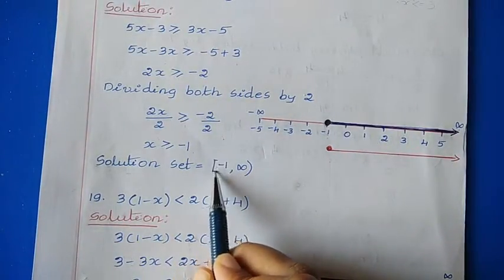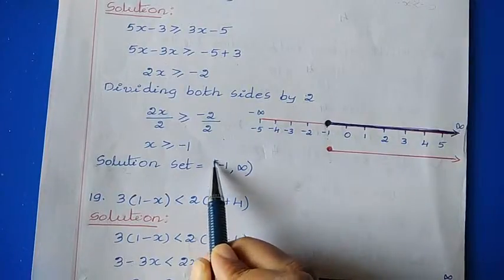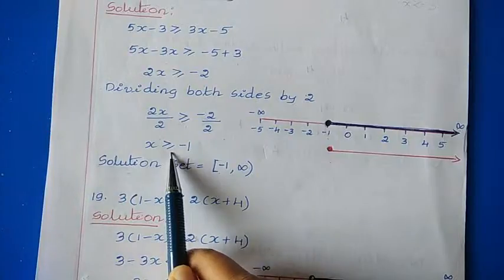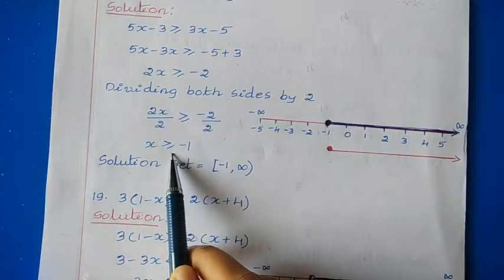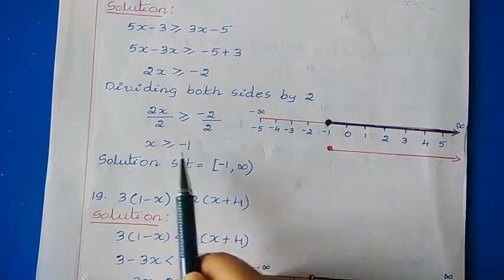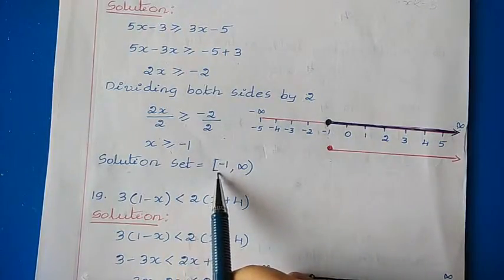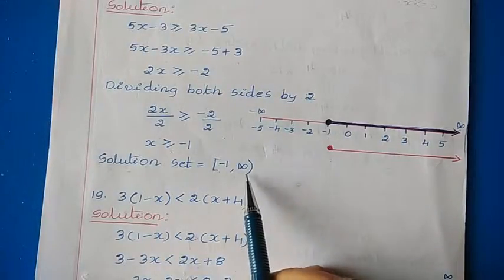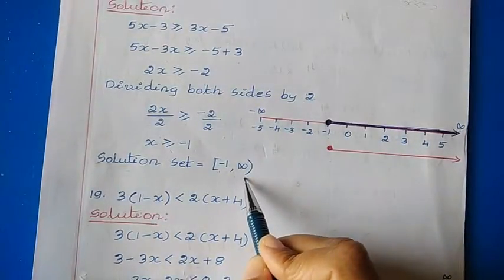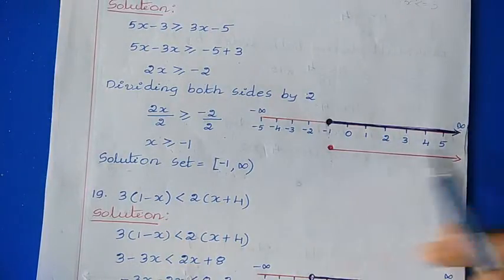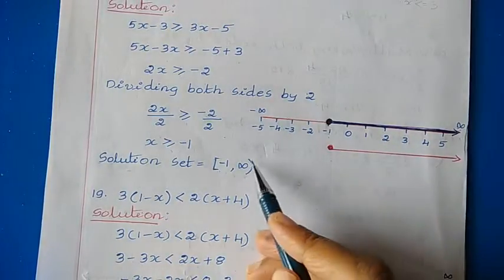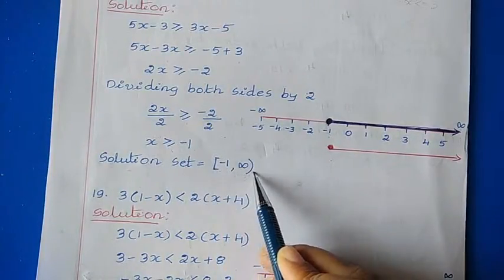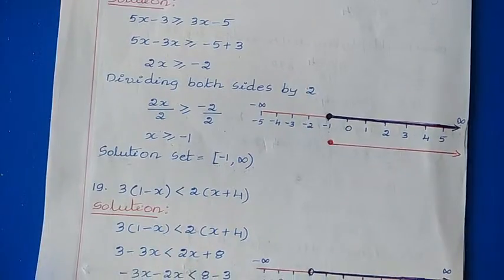That is the closed interval. I am using a closed interval, a square bracket, because here it is x is greater than or equal to, so we know the starting endpoint. That's why I am using a closed interval: minus 1, comma, infinity, with an open interval. The reason is that for the infinity value, we don't know the end point. So this is a closed interval, square bracket, and this is a parenthesis.